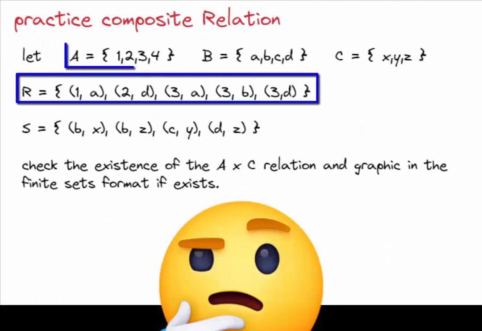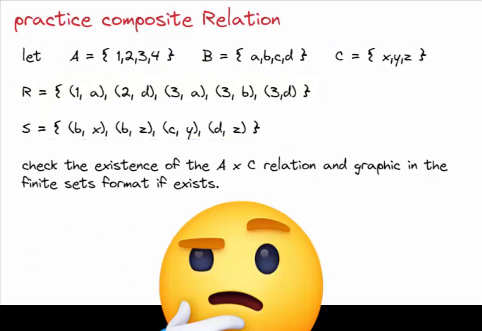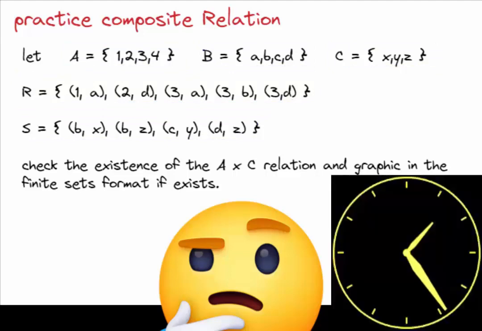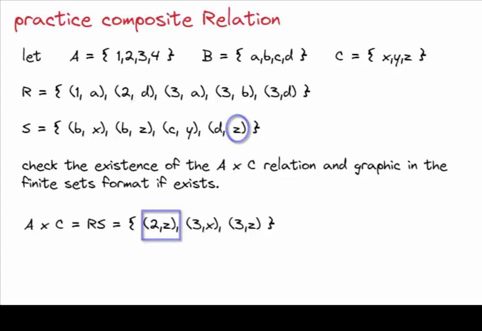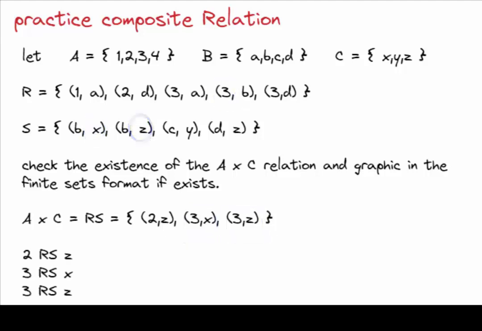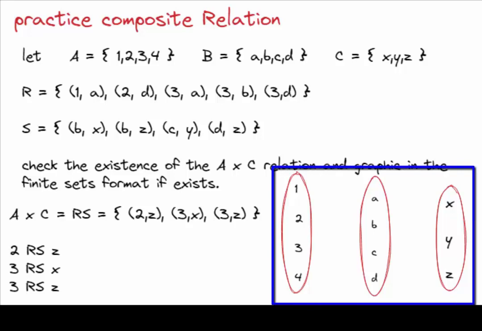Given the relation R of A on B and the relation S of B on C, list the composite relation elements and show them in a finite set diagram. We are looking for a composite set. 2 is related to C, and 3 is related to X, and 3 is related to C. Now, we express this in a readable way, and finally, having all the pieces, the diagram.